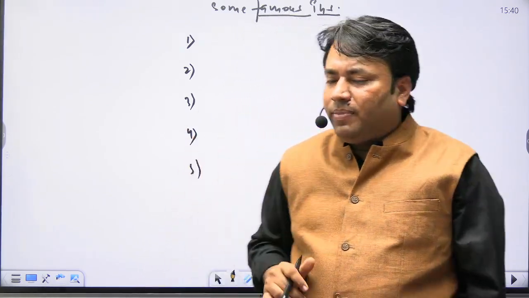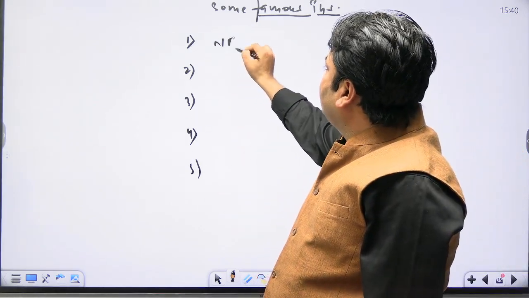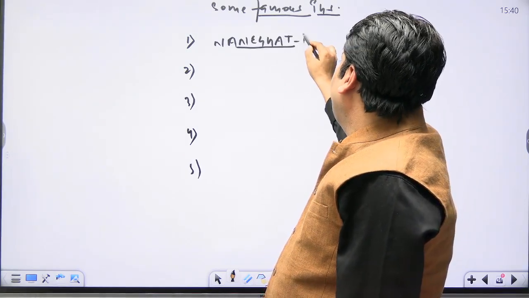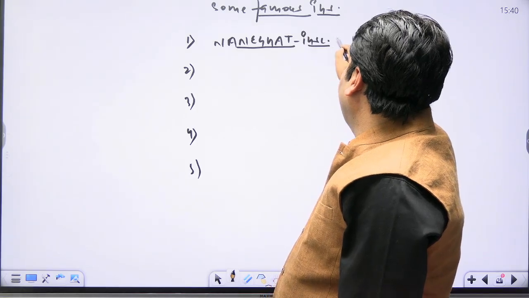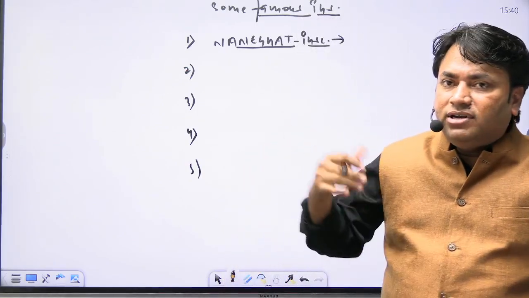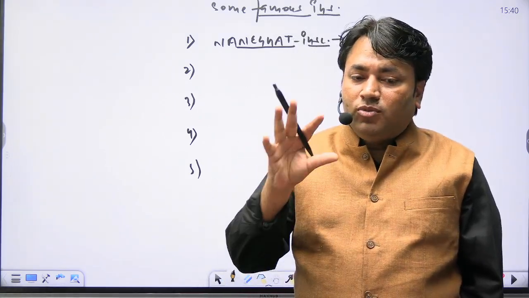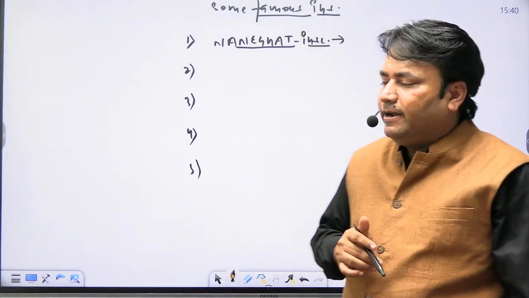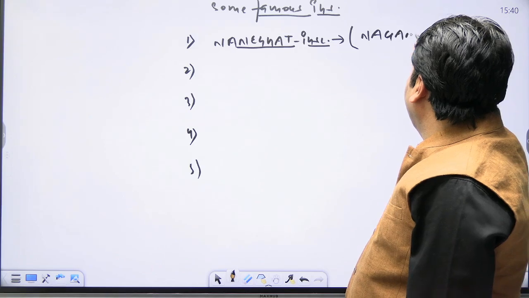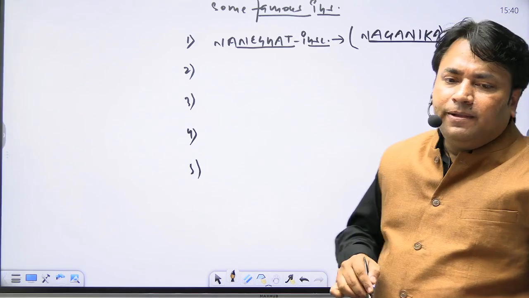For example, one very famous inscription is the Nane Ghat inscription. All these are very important for your prelims examination. I am not explaining in detail here, but this is an idea. I will discuss it in later classes in my optional program. But GS students, you must focus on the most important inscriptions in ancient India. This is also known as Naganika or Nayanika, Nane Ghat inscription. Got it?